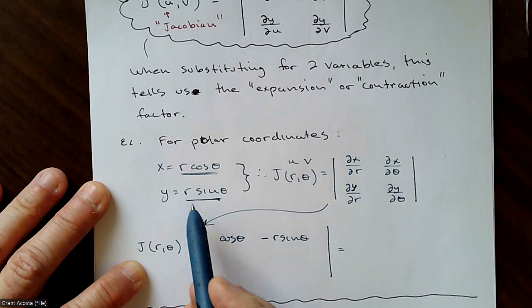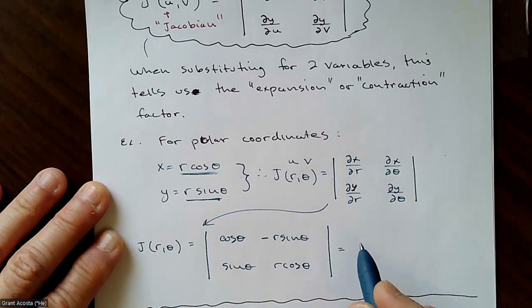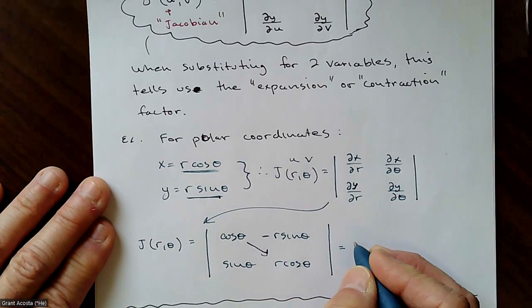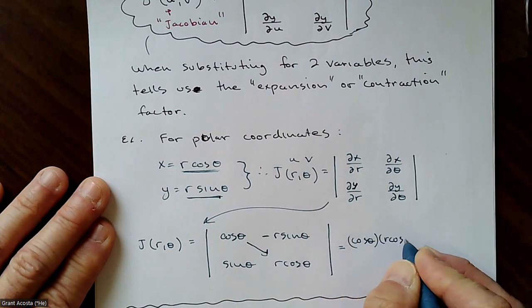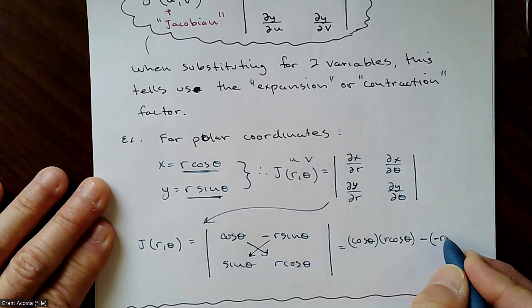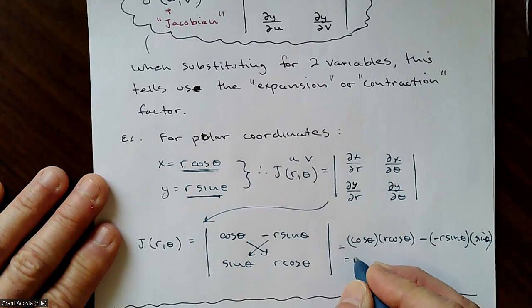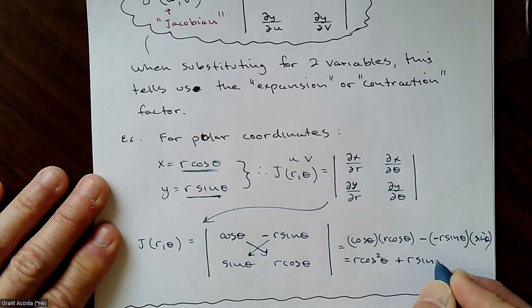Partial of Y with respect to R is just sine theta. And partial of Y with respect to theta is R cosine theta. Remember from 21C, the determinant is just the product of these two. So I'm going to get cosine theta times R cosine theta minus the product of the main diagonal, which is negative R sine theta times sine theta, which is going to give me R cosine squared theta. Two negatives make that plus R sine squared theta.